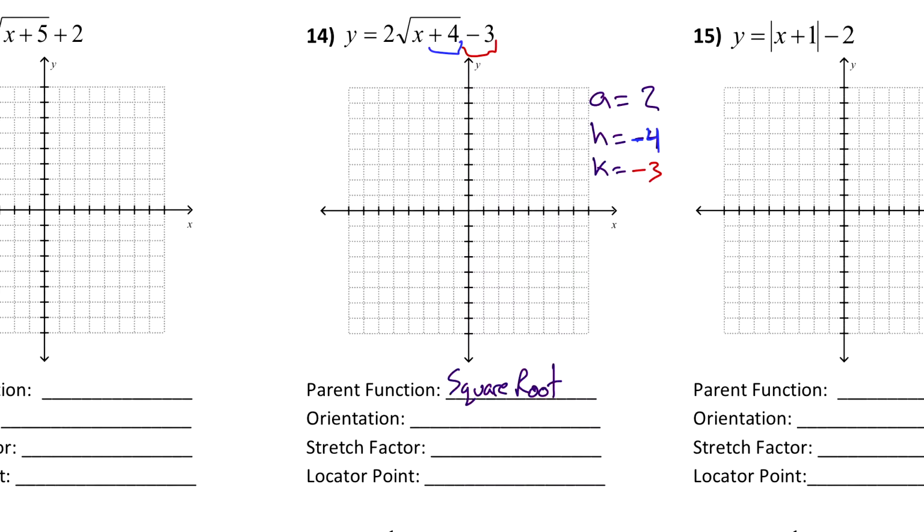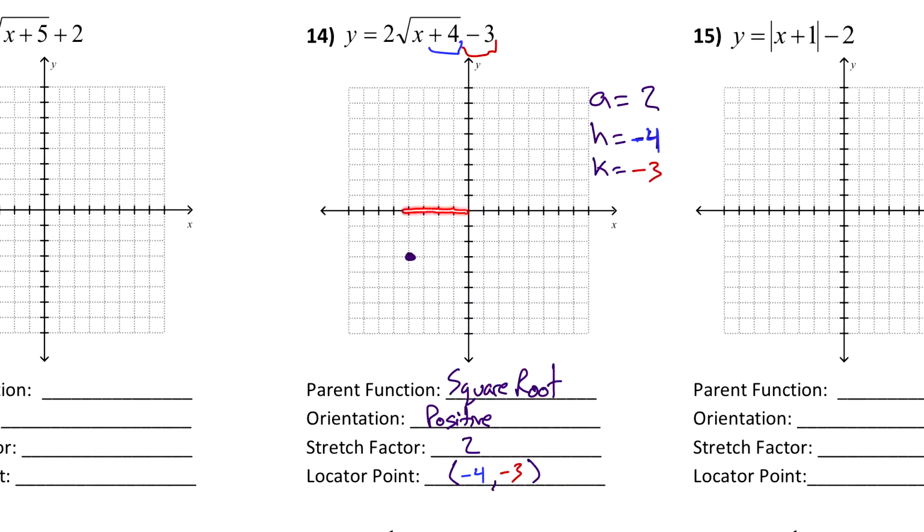All right. So this tells us our a equals 2, tells us our orientation is positive, which is still facing upward. Maybe I'll remove that. That might confuse you on the square root. Stretch factor is 2, and then locator point is going to be our -4, -3. All right, so then I'm going to start with -4, -3, which I believe might be here.